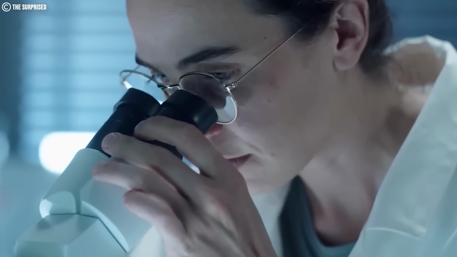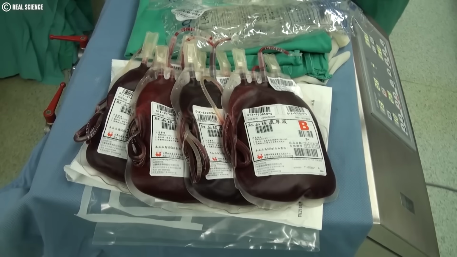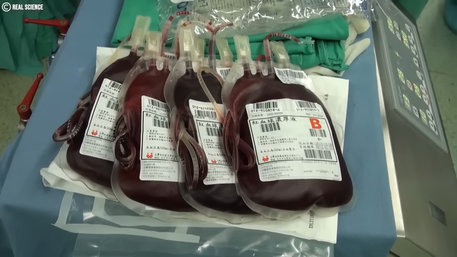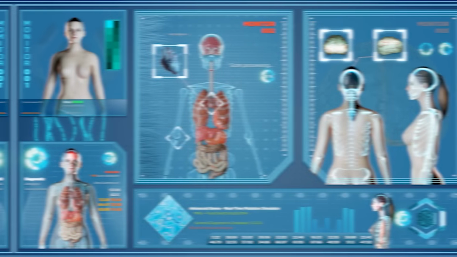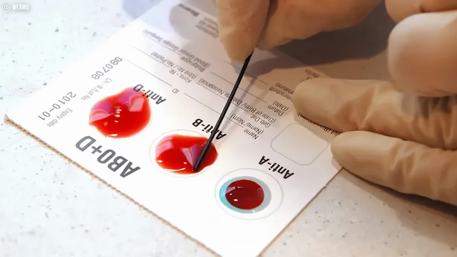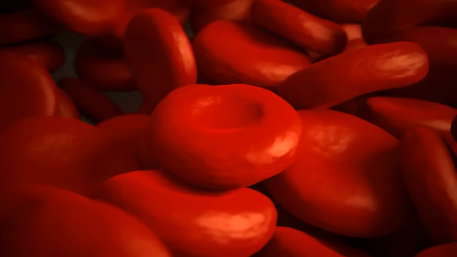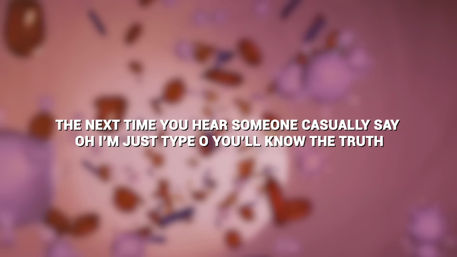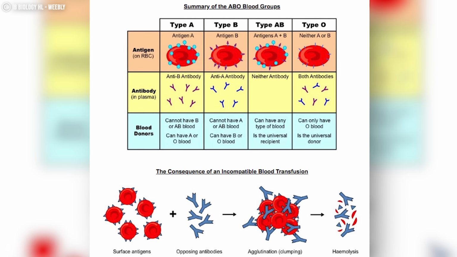And here's the kicker. We're only scratching the surface. AI thrives on big data, and as more hospitals, blood banks, and genetic databases share their information, the picture of O will only get sharper. Today's surprises may be tomorrow's standard medical knowledge. What used to be considered the plain, no-frills blood type is suddenly looking like one of the most complex and dynamic stories in human biology. The next time you hear someone casually say, "Oh, I'm just type O," you'll know the truth. There's no such thing as just O anymore.